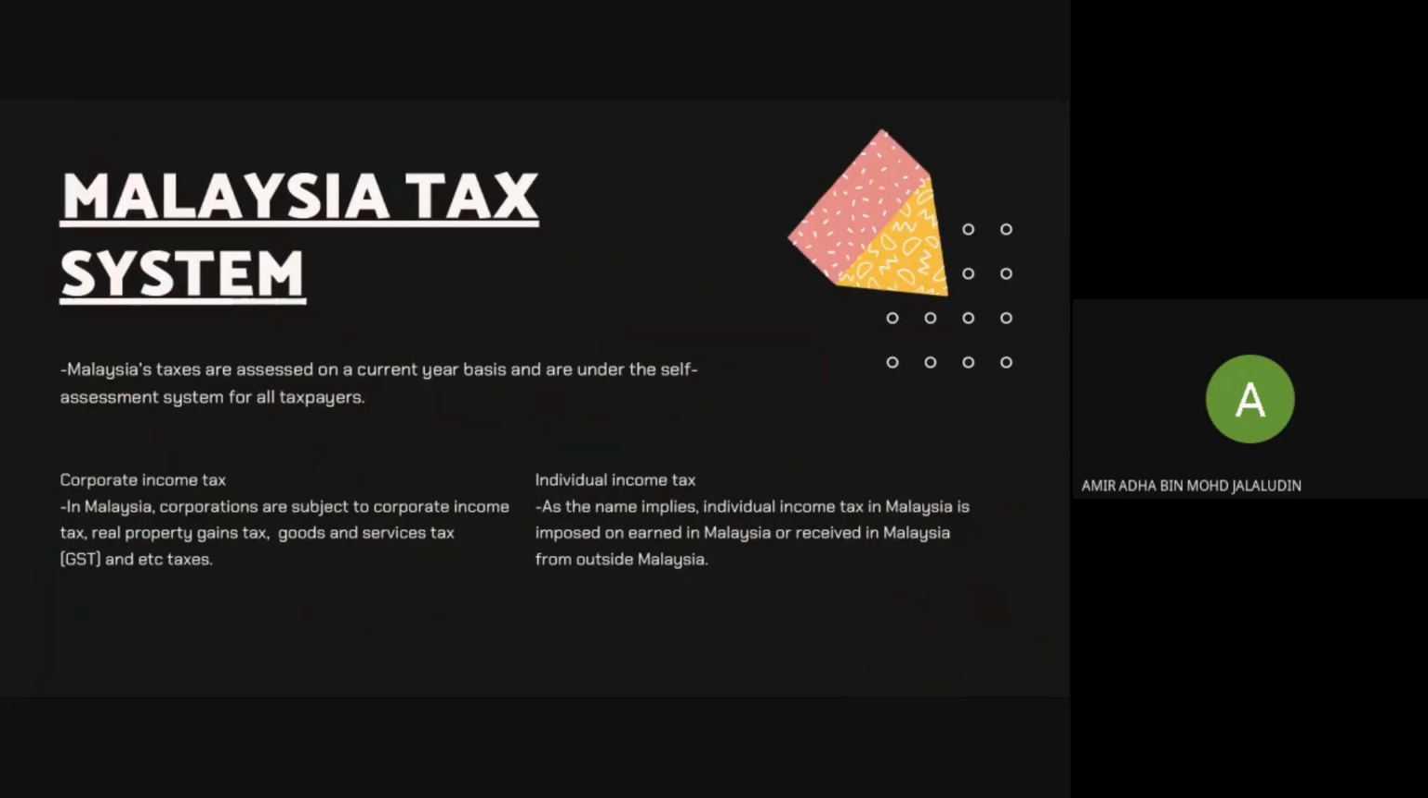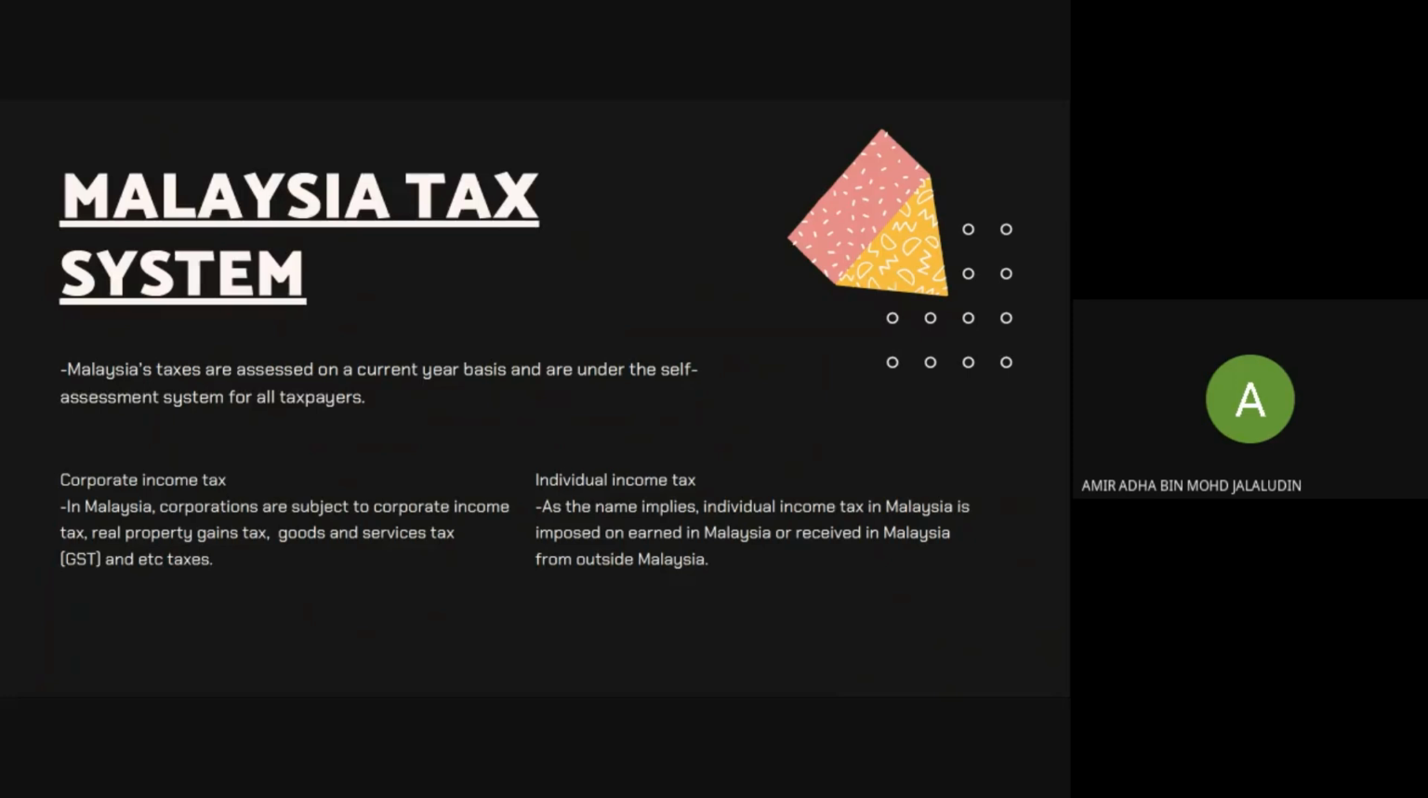Okay, so I will go straight into the Malaysian tax system. I'll just go through briefly because everyone else already explained how it works. Every country has its own jurisdiction, its own laws, its own tax system, and Malaysia's is not so different. As we can see, taxpayers are assessed on a current year basis under a self-assessment system.